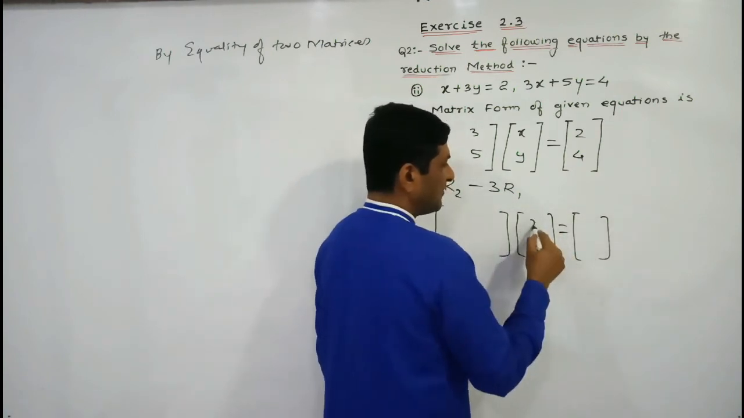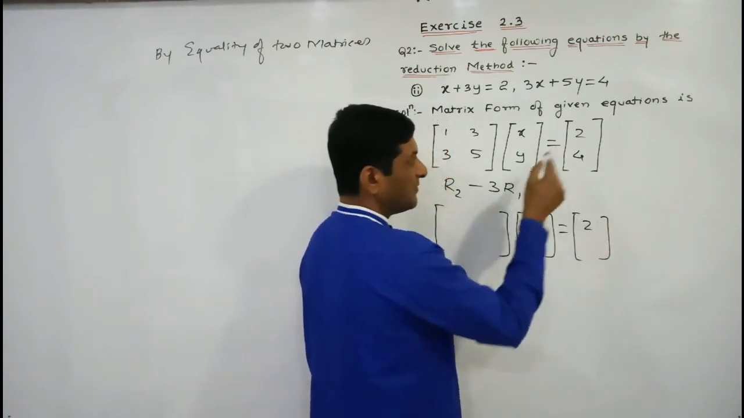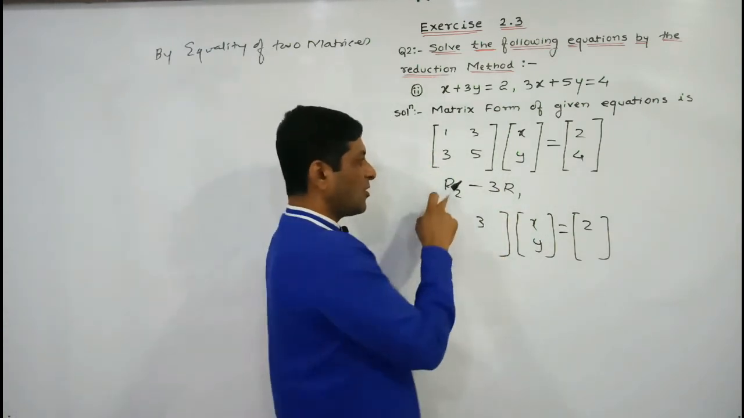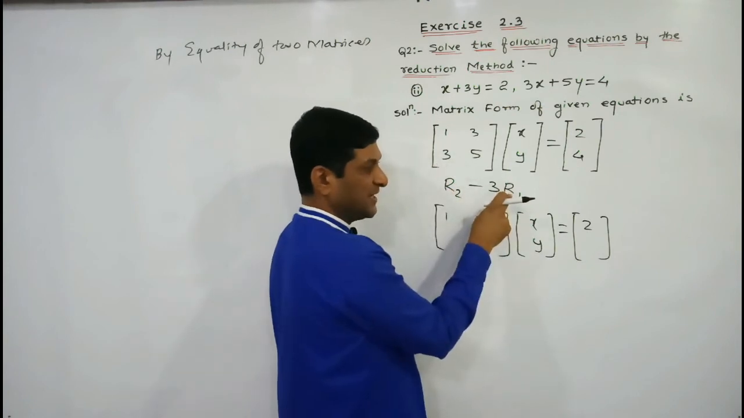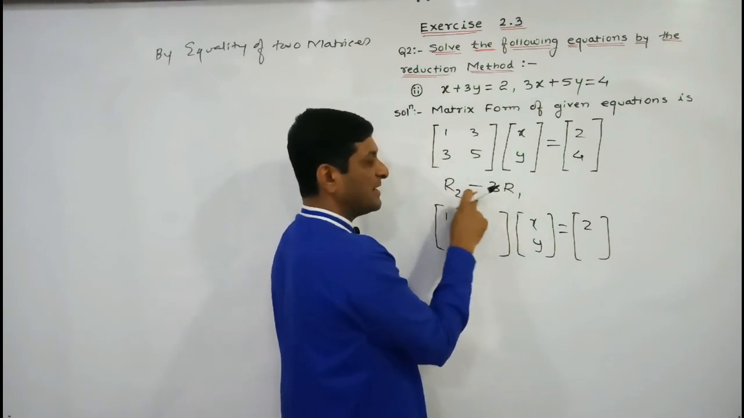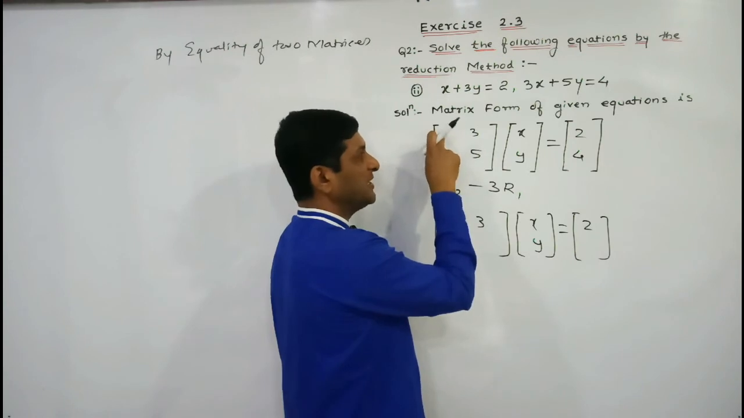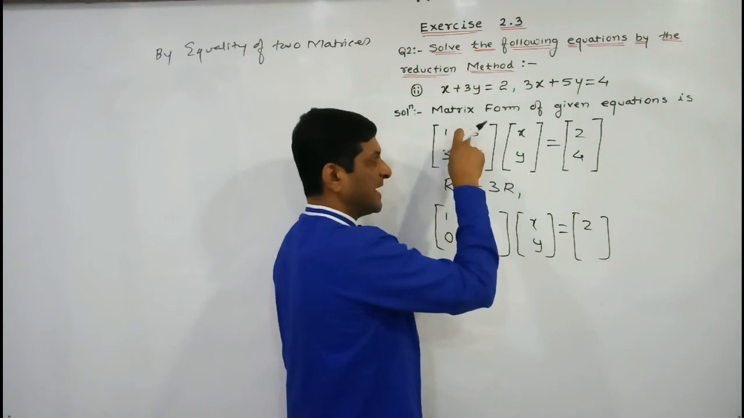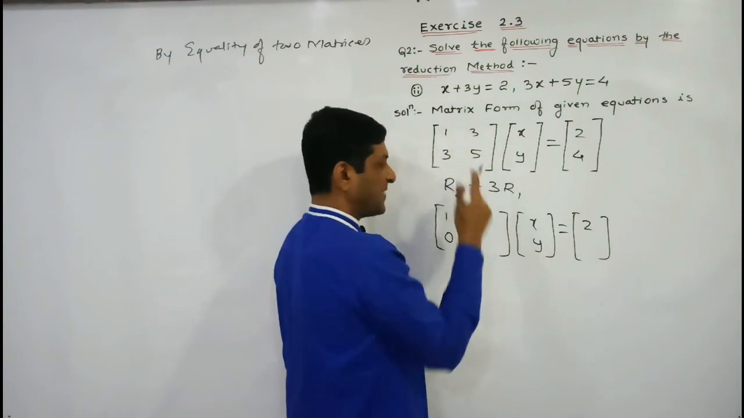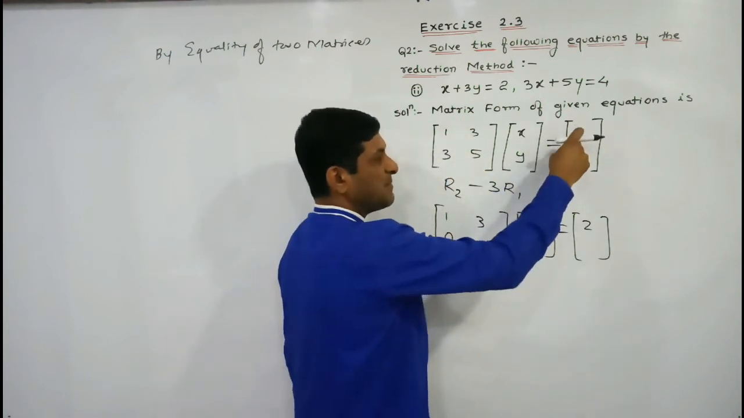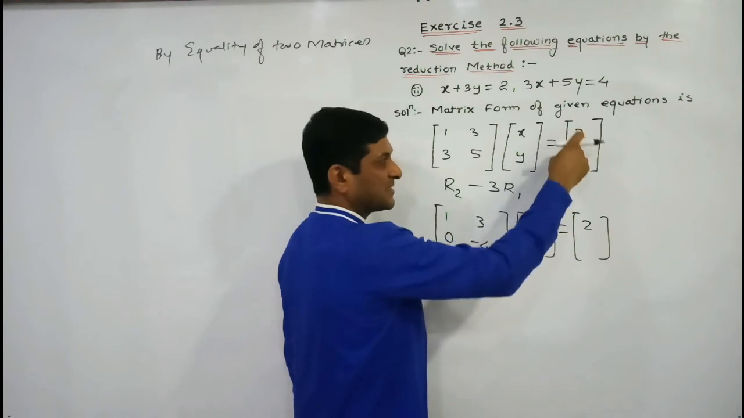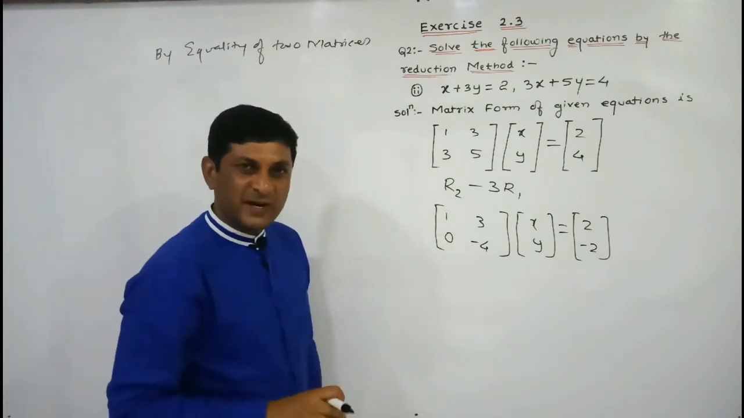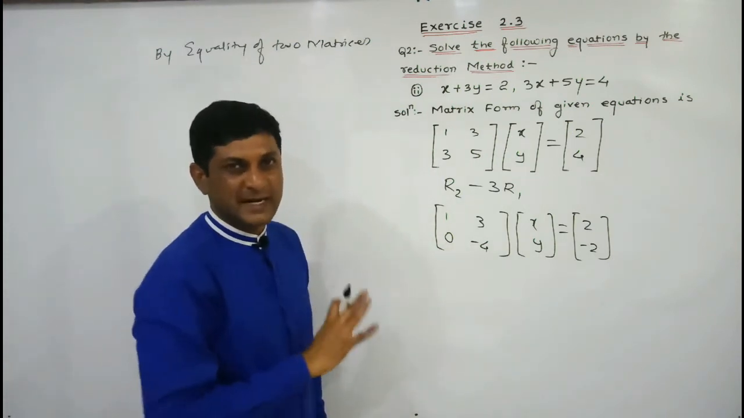Keep the elements of R1 as they are. So here the elements of R1 are 2, and on this side 1 and 3. Isn't it? Here our operation is on R2. We are using the corresponding element of R1, multiplying R1 by minus 3. 1 into minus 3 is minus 3, minus 3 plus 3 is 0. Multiply by minus 3, minus 9. Minus 9 plus 5 is minus 4. Multiply by minus 3, we get minus 6. Minus 6 plus 4 will be minus 2. In this way we have converted this matrix into an upper triangular matrix.